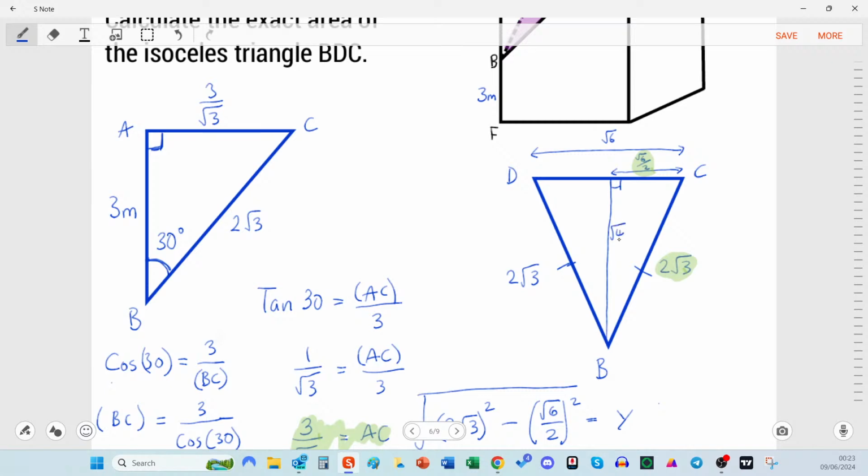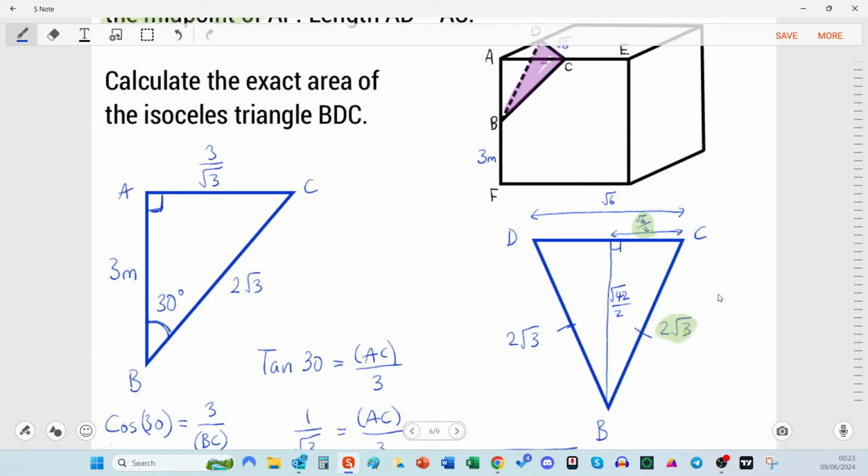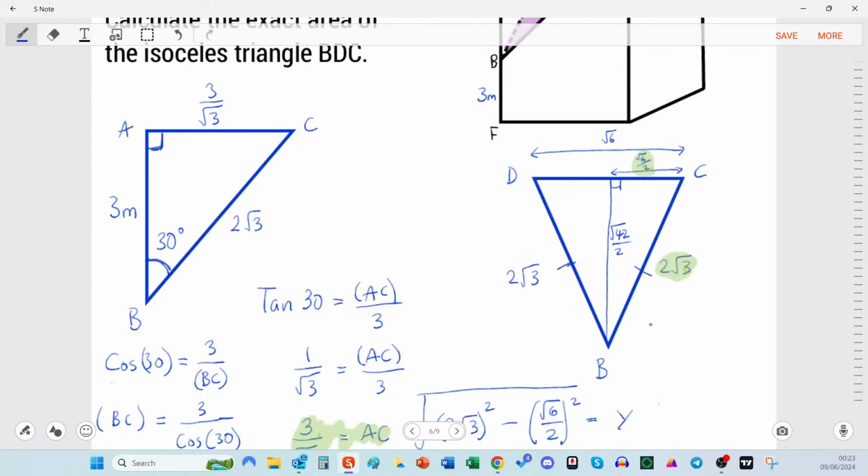I'll write it as root 42 over 2. And now to find the area of this triangle, finally, it's a half times the base times the perpendicular height, which is root 6 is the base, the whole of it, multiplied by the height, which is root 42 over 2.